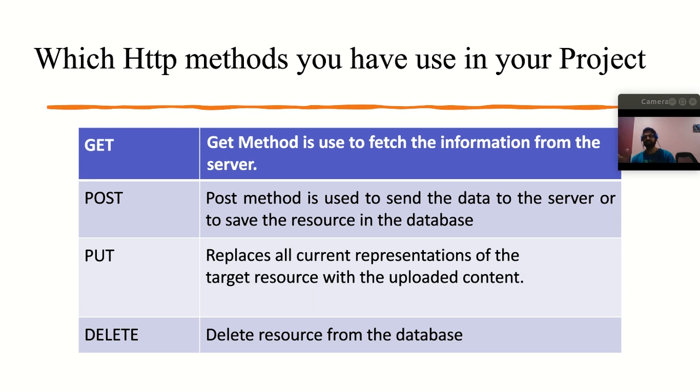So get is used to fetch the information from the server. Post is used to send the data to the server, or to save or create any resource in the database. So post is used to create a resource. Put method is used to update a resource. Okay. And it also replaces all the current representation of the target resource with the uploaded content. So delete is used to delete the resource from the database.